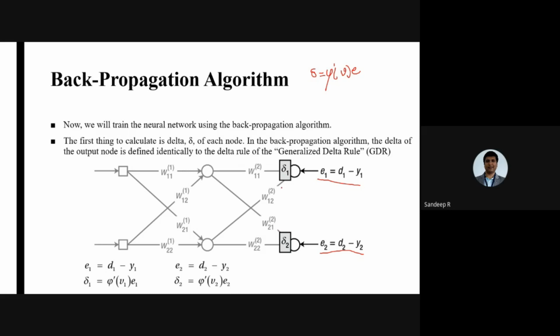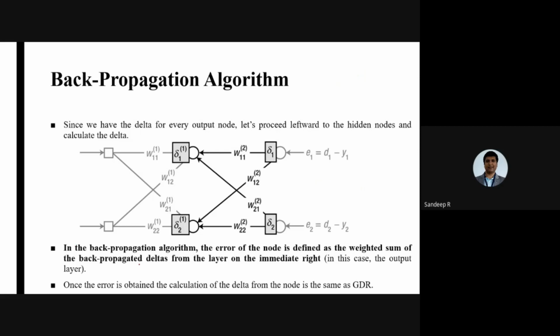So we have done these calculations. Now we have to know how the error is calculated at the hidden layer. In the backpropagation algorithm, the error of a node is defined as the weighted sum of the backpropagated deltas from the layer on the immediate right. That is the error. I repeat: at the output, error is the difference between the output of the neural network and the correct output.